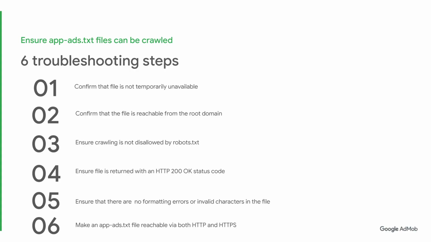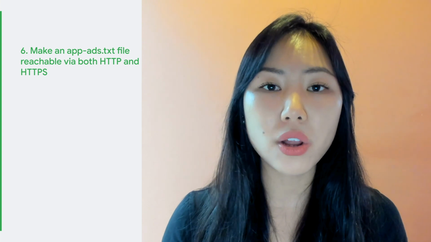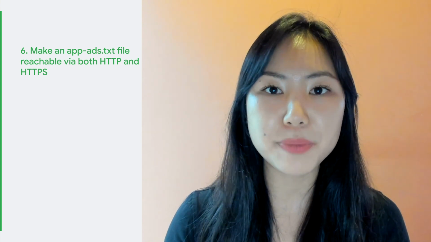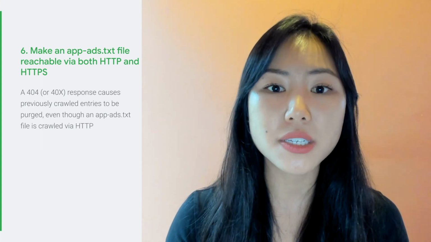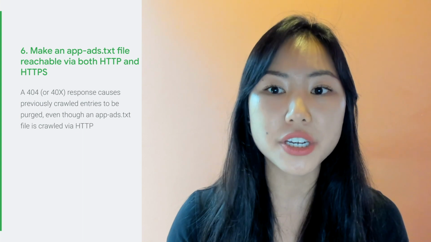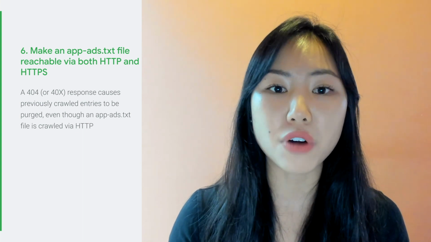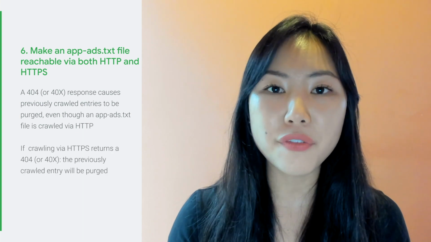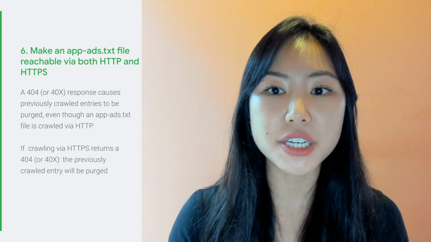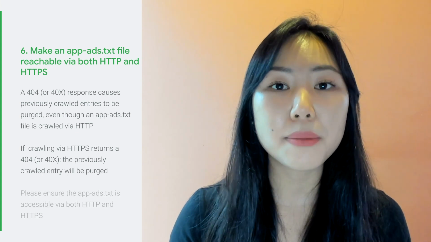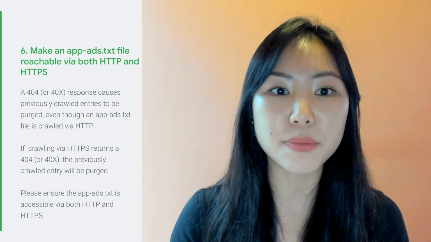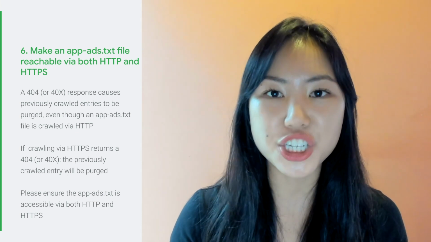Number 6. Make an apex.txt file reachable via both HTTP and HTTPS. The Google crawler attempts to crawl all apex.txt files on both HTTP and HTTPS. However, a 404 or a 404x response causes previously crawled entries to be purged, even though an apex.txt file is crawled via HTTP. Therefore, if crawling via HTTPS returns a 404 or 404x, the previously crawled entry will be purged. Please ensure the apex.txt is accessible via both HTTP and HTTPS.